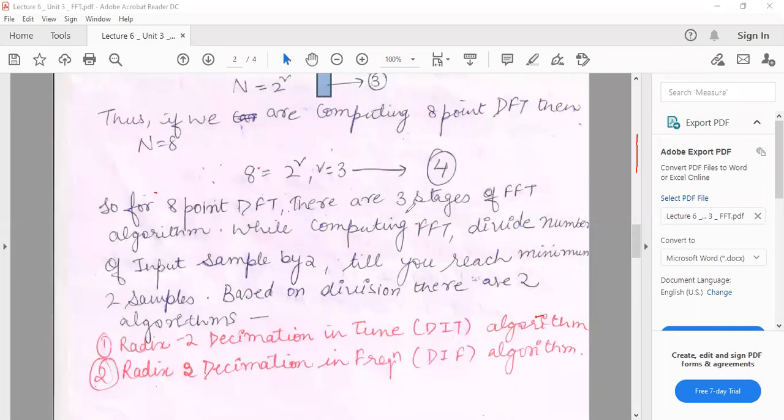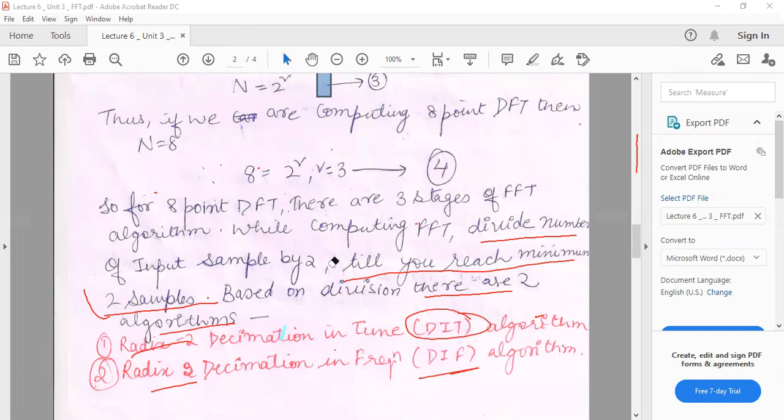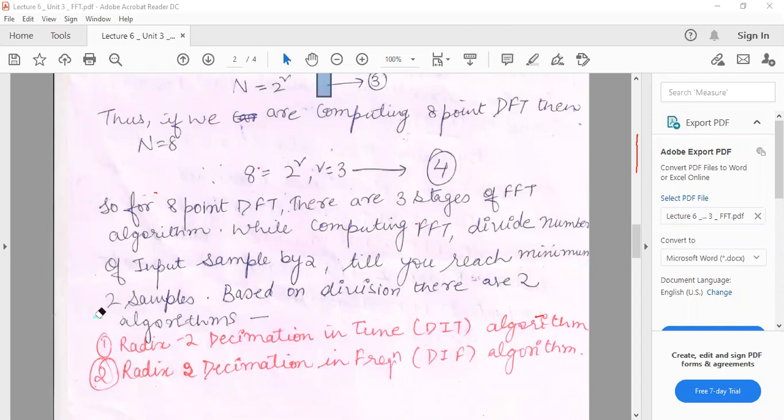While computing the FFT, we divide the number of input samples by 2. How this is done, we will discuss. We have to divide the number of samples by 2 until we reach the minimum of 2 samples. This is the final destination. Based on the division, there are 2 algorithms. This Radix-2 is further divided into 2 sub-algorithms, which are decimation in time and decimation in frequency, the DIT algorithm and the DIF algorithm. That also we will see.